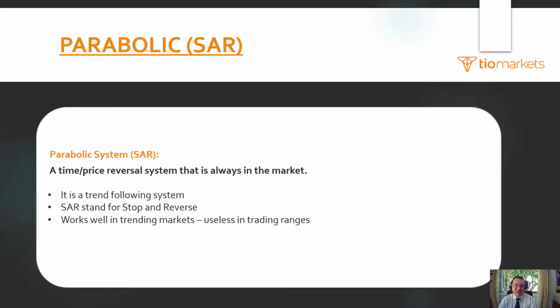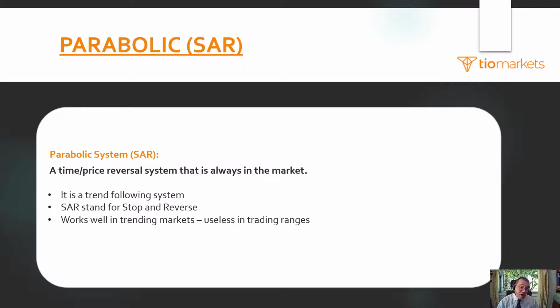So the Parabolic SAR is a very interesting indicator because it helps us stop and reverse our trades, and it's a system that always has a position in the market. A purist Parabolic SAR systematic trader will always have a position in the market, and there'll never be a time where you don't have either a buy or a sell in the market. So it's a time price reversal system that's always in the market.